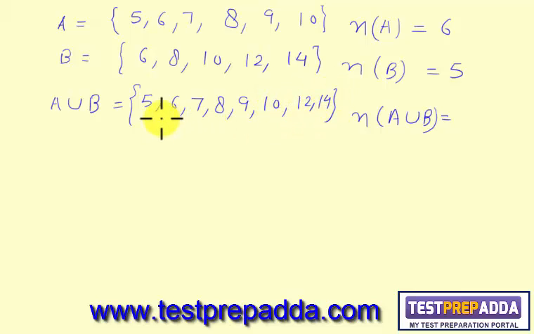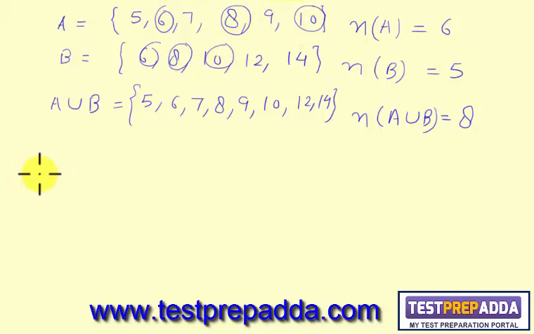How many elements are there? 1, 2, 3, 4, 5, 6, 7, 8. So the cardinality here is 8. You can see three elements are common: 8, 6, 10. Three elements are common.